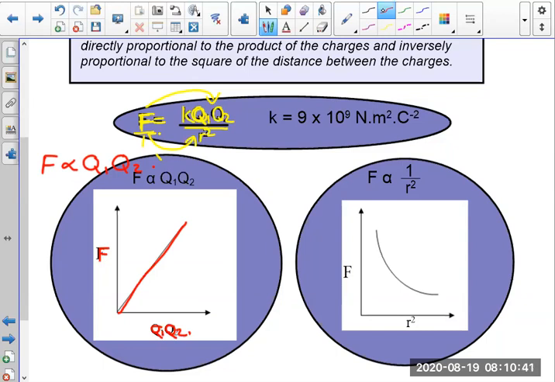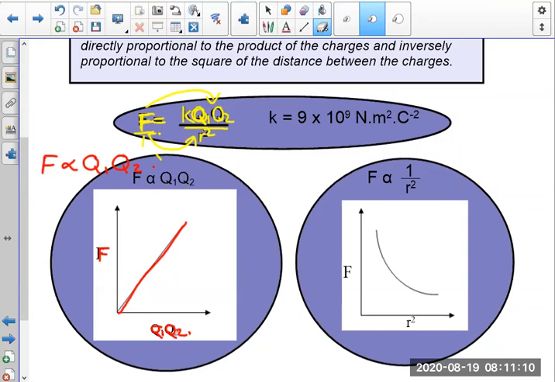That is important to remember: if it is a straight line, but the straight line does not go through the origin, like the second line that I drew, then the two quantities are proportional to each other, but not directly proportional. Remember, directly proportional means it goes through the origin, as you can see there. So the force is directly proportional to the product of the two charges.